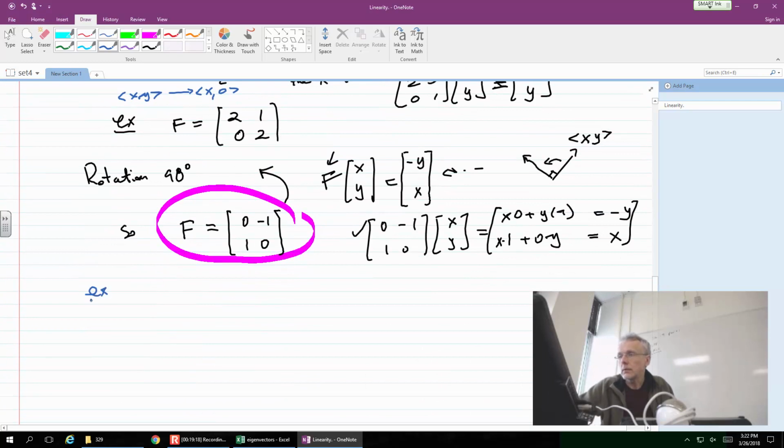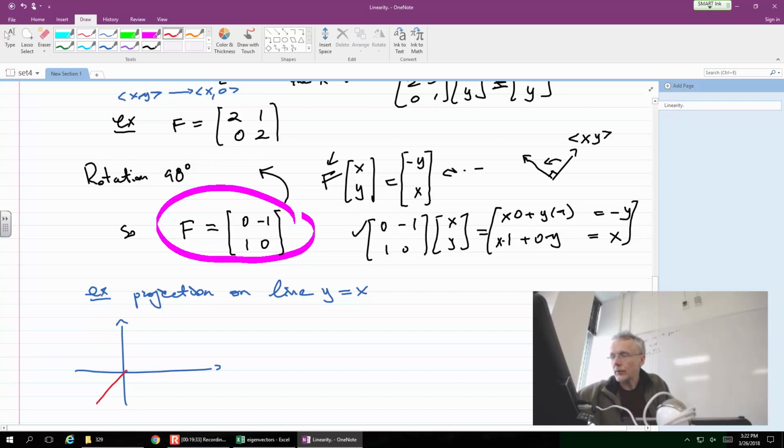Can you think of a projection? A projection on a line y equals x. So these are my x's. This is my line y equals x. I have my vector like this, (x, y), and this is the projection. So can you think of how to find it? 90 degrees, remember? Well, actually it's not.